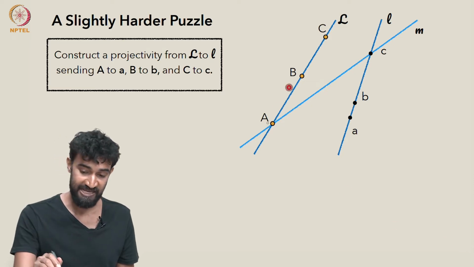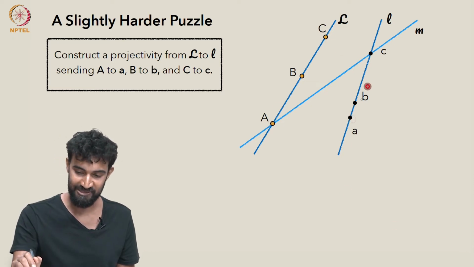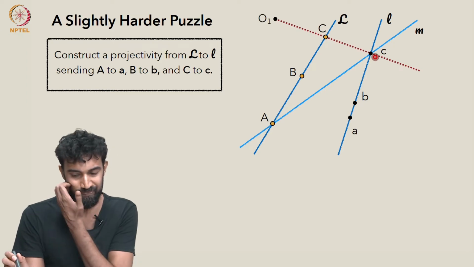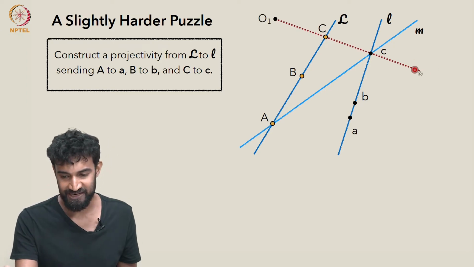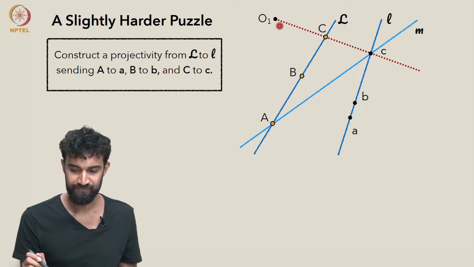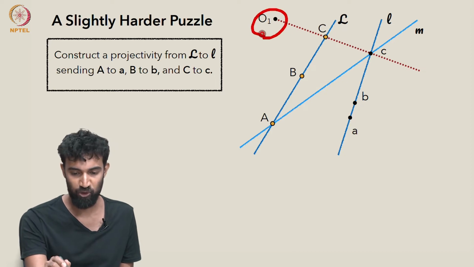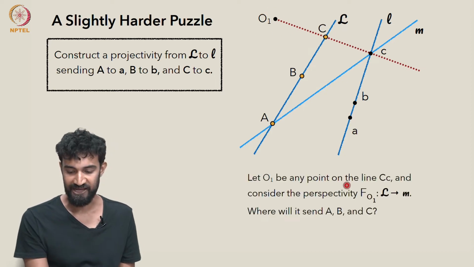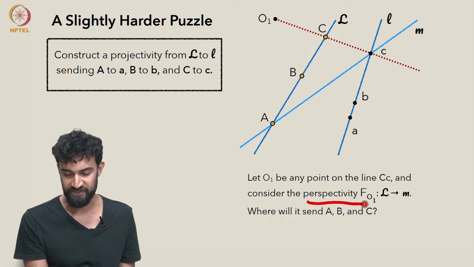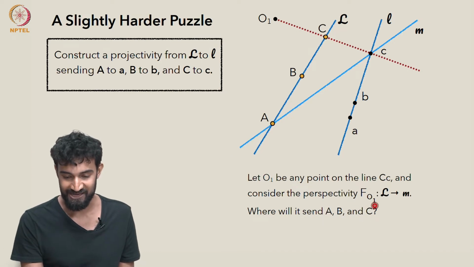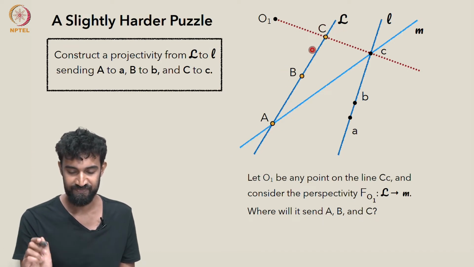Okay, so we have our points A, B, and C. We want to move them to little a, b, and c. Well, let's start by connecting up little c and capital C. If we choose any point O1 on the line Cc, and consider the perspectivity F_O1 from L to M, where is it going to send A, B, and C?